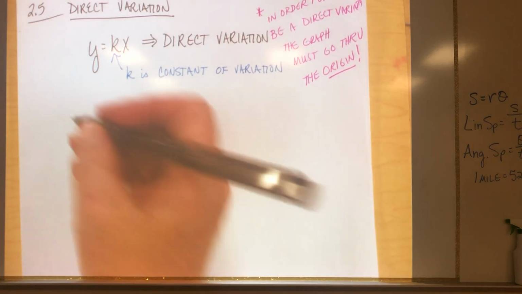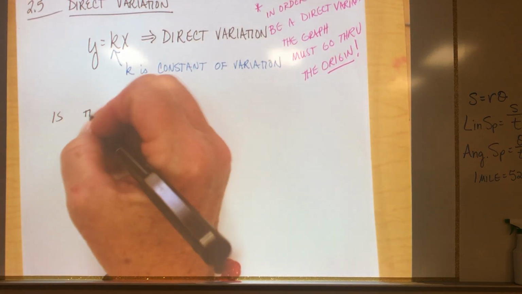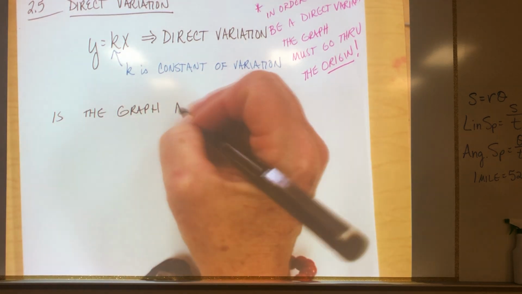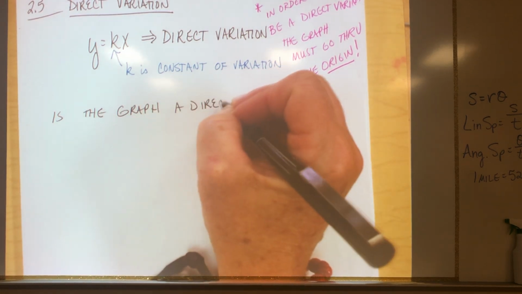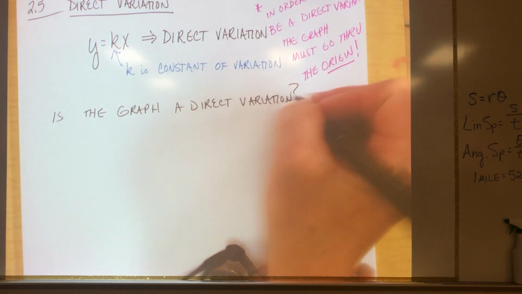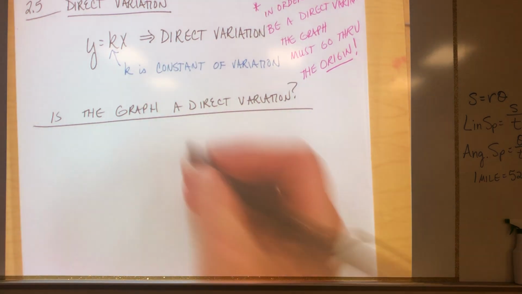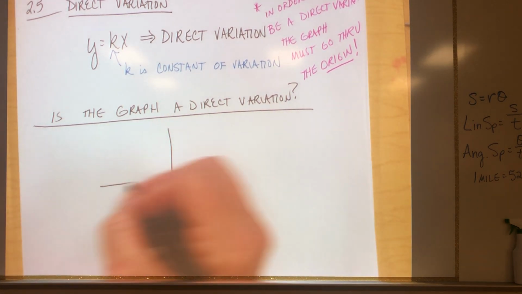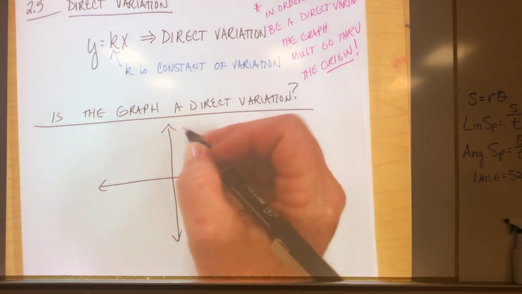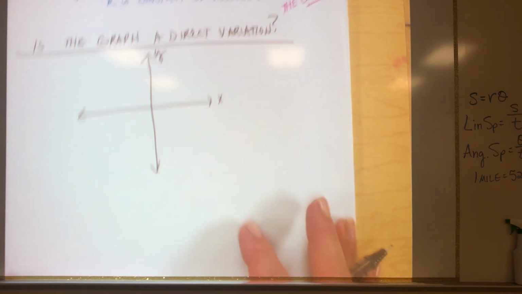So, let's see if you know what I'm talking about. Is the graph a direct variation? Okay? Is the graph a direct variation? So I'm going to draw a graph. I'm going to put some lines on it, and I'm going to ask you, are they a direct variation?